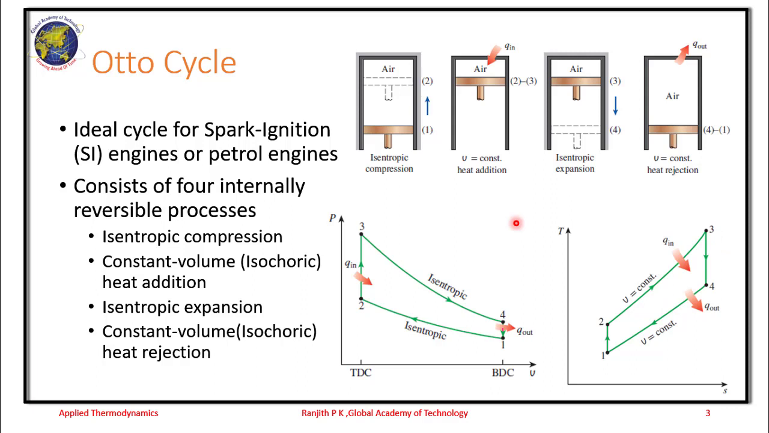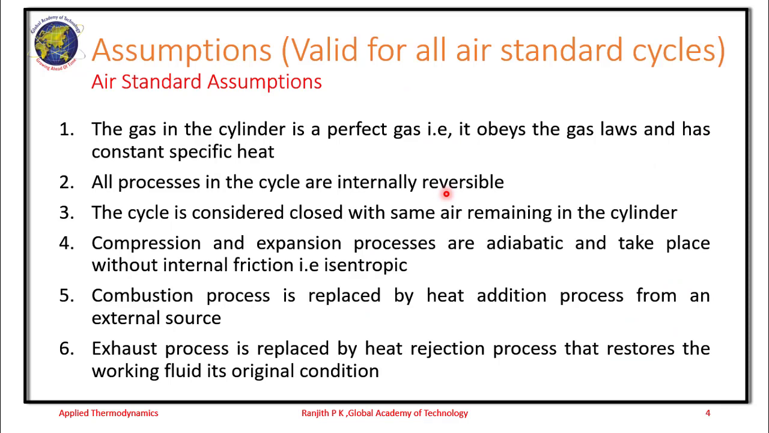Now you might observe here that it is shown as air only and not air and fuel mixture. So when we analyze the working of this cycle thermodynamically, we have made some assumptions. What are these assumptions? The gas in the cylinder is a perfect gas, that is, it obeys all the gas laws and the specific heat is taken to be constant. And the second assumption is all the processes in the cycle are reversible in nature and internally reversible, basically isentropic in nature. The cycle is considered to be closed with same air remaining in the cylinder.